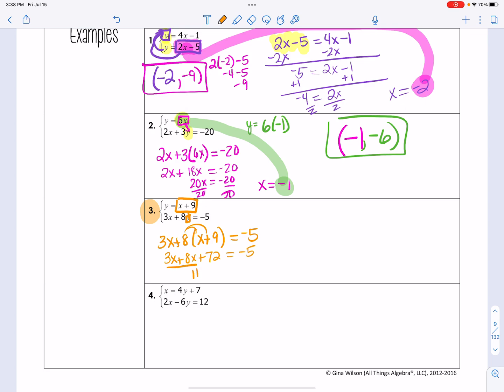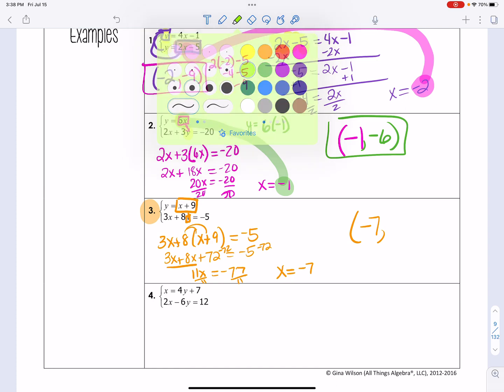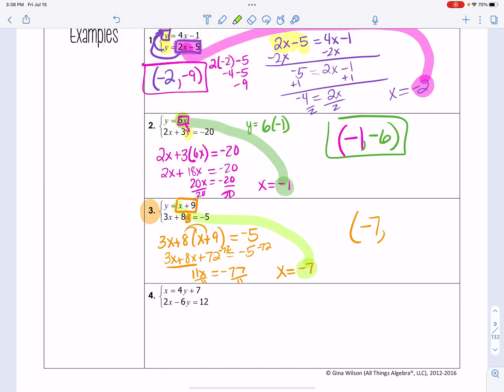These are like terms, 11x. I can minus 72, and I get a negative 77. Divide by 11, and my x answer is a negative 7. So that goes here. X is a negative 7. Okay, and so I'm going to take that negative 7, and I'm going to plug it back in there.